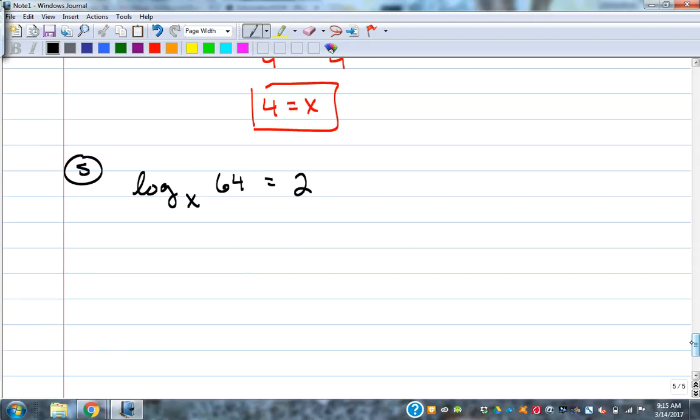Here's a pretty easy one. Log base x of 64 is equal to 2. X squared. And then we can solve that by doing what? Square root. What was that? Plus or minus 8?